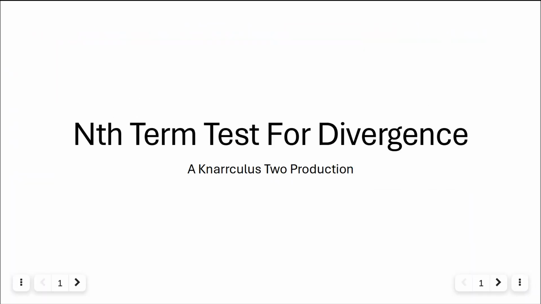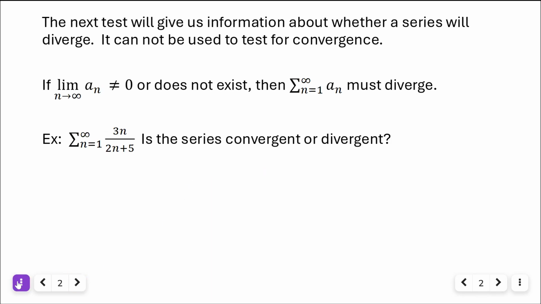Today we're going to be learning about the nth term test for divergence, another series test that can be used to determine whether or not a series diverges, and that's actually all it can do. So let's take a look at it, and we'll get started here. The nth term test for divergence can give us information about whether a series will diverge. It cannot be used to test for convergence. It can only tell you if a series diverges.